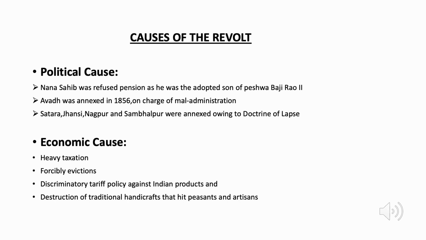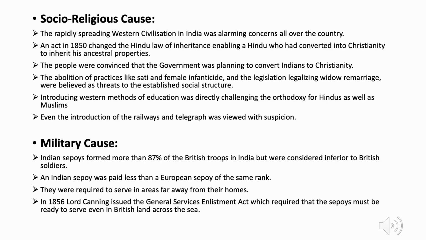Economic causes. Heavy taxation, forcible eviction, discriminatory tariff policies against Indian products, and destruction of traditional handicrafts hit peasants and artisans. Socio-religious causes. The rapidly spreading Western civilization in India was an alarming concern all over the country. An act in 1850 changed the Hindu law of inheritance, enabling a Hindu who had converted to Christianity to inherit his ancestral property. The people were convinced that the government was planning to convert Indians to Christianity.